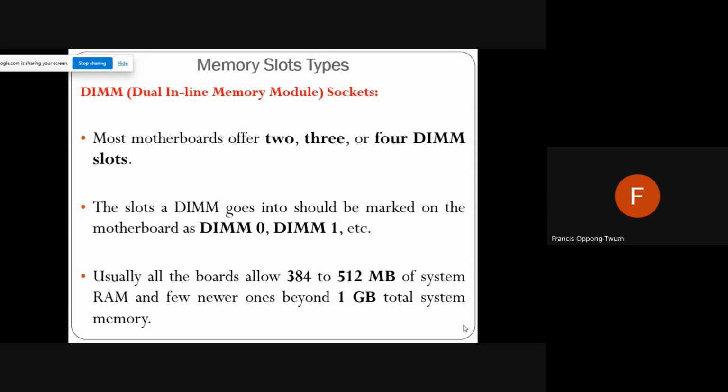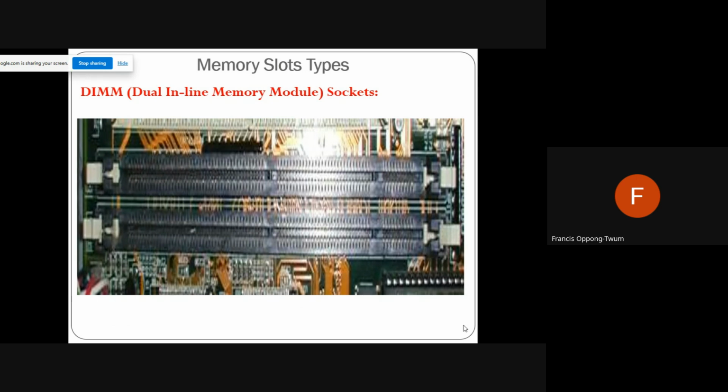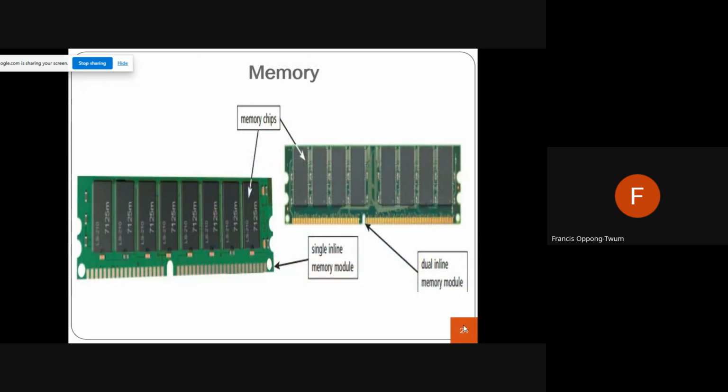And as I said, most motherboards, the current ones, offer 2, 3 or 4 DIMM slots. The slots that the DIMM goes into should be marked on the motherboard, and so on and so forth. So this is an example of the dual inline memory module. That's where it goes on the motherboard. You can take your memory module and slot it over there. So that's what we call the dual inline memory module, and it's found on the motherboard.